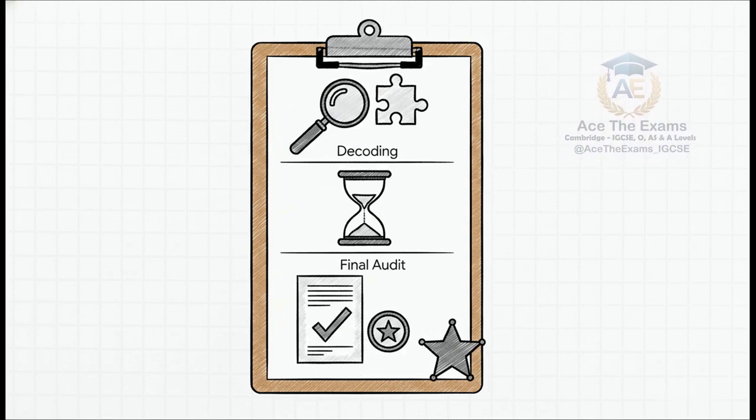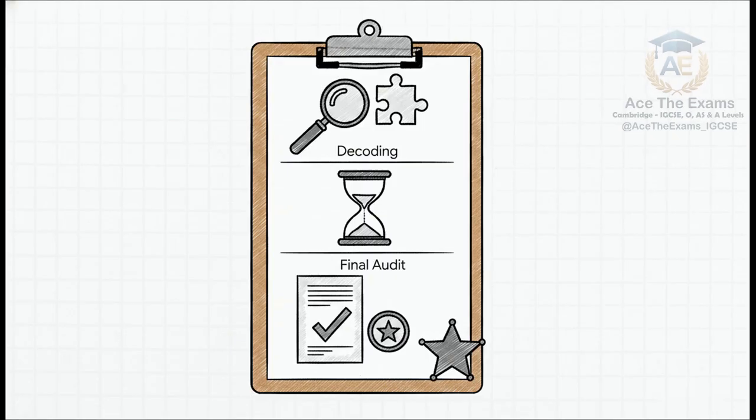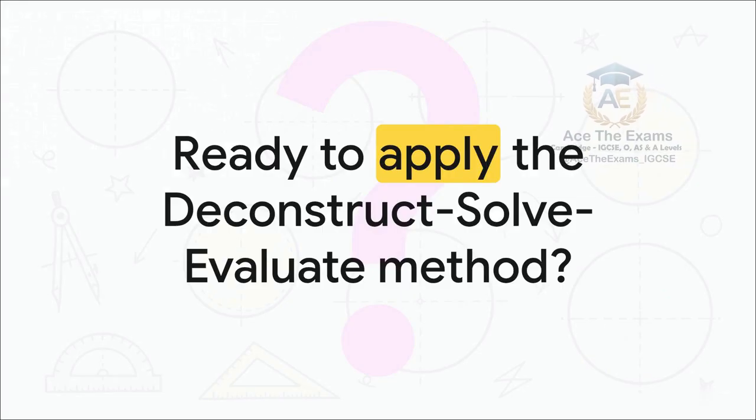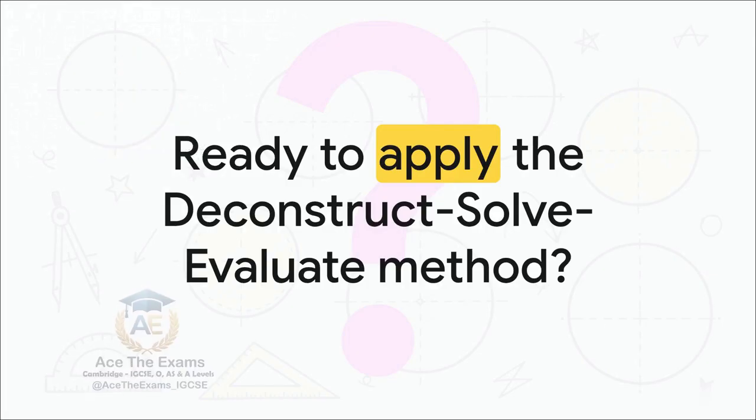Rule 3. The final evidence audit or review checklist. Verify every piece of your terminology and ensure your working is so clearly annotated that the examiner can effortlessly follow your chain of logic from the very first clue to the final conviction. So, the ultimate question is this. Are you actually ready to apply this rigorous deconstruct, solve, evaluate framework to your next set of past papers? Your very next step after this is to pull up a fresh paper and ask yourself honestly, are you truly evaluating your working to secure every single one of those crucial method marks?